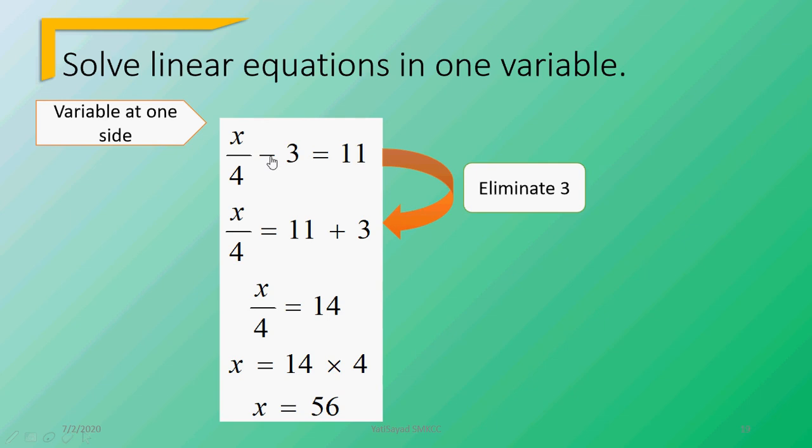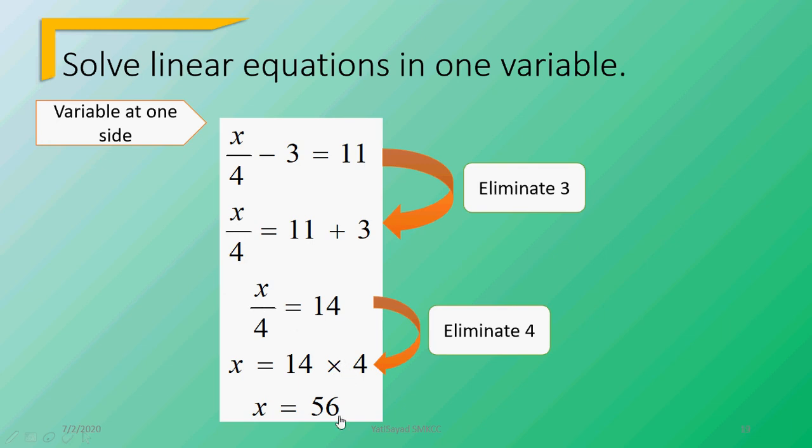After you eliminate 3, you will have x over 4 equals 11 plus 3, to get x over 4 equals 14. Now the next step is to eliminate 4. This is a division, so to eliminate it, you have to multiply, from left to right, from division to multiplication. So your final answer will be x equals 56.